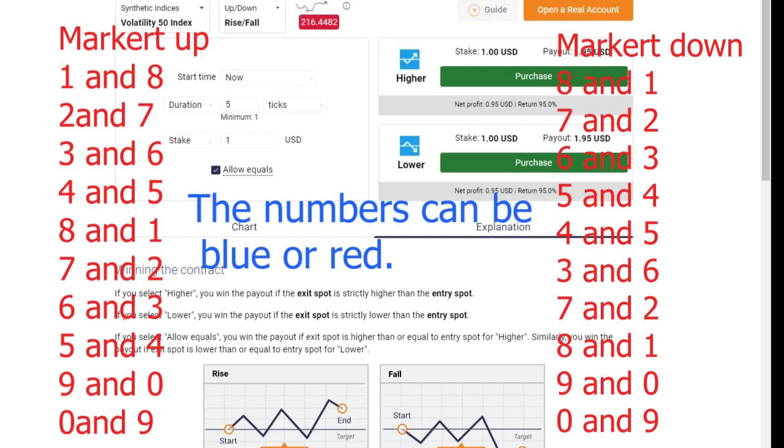Something else happens when the market is going down. If we get 1 after 8, 2 after 7 and 3 after 6 and so on, I have shown the number pattern on the screen. If those numbers appear, enter a rise trade.